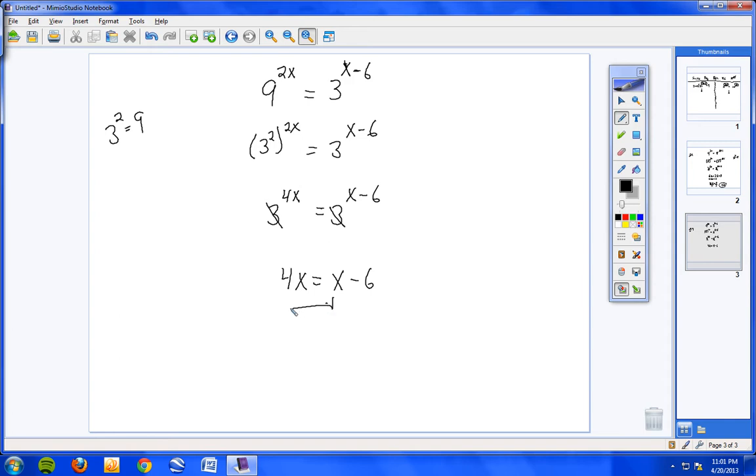Subtract, that will bring the x over to this side and make it a negative x. That would leave you with 3x equals negative 6. Divide both sides by 3, and x equals negative 2. Cool. One more, then we'll go on to the other type of exponential equation.